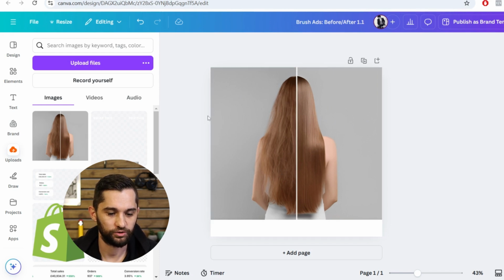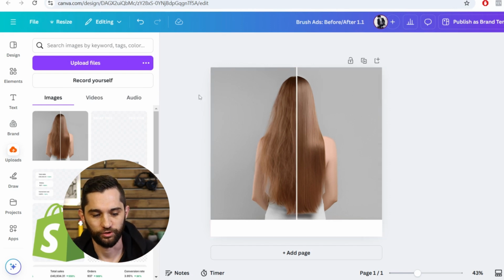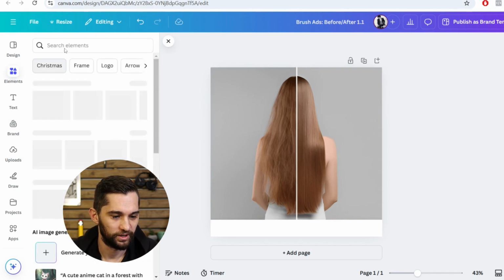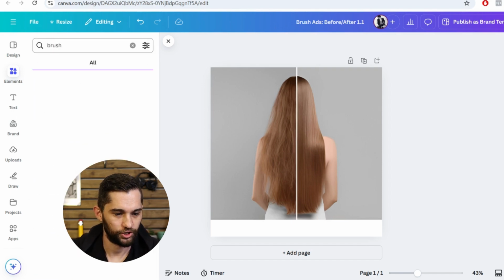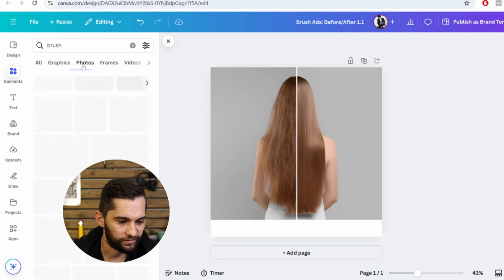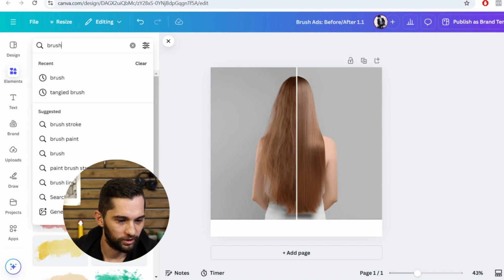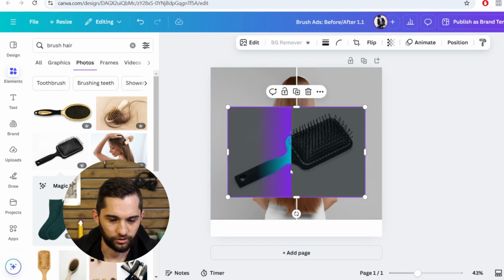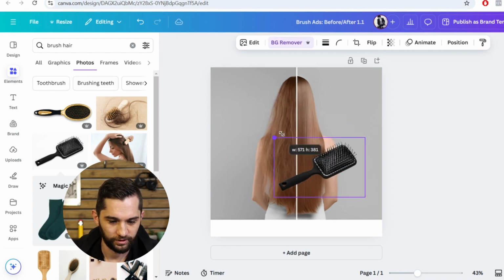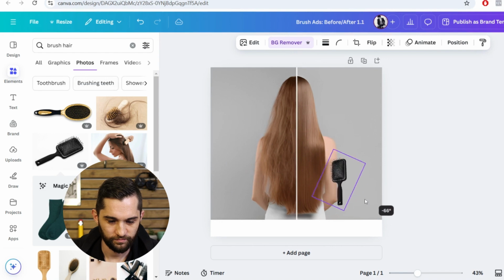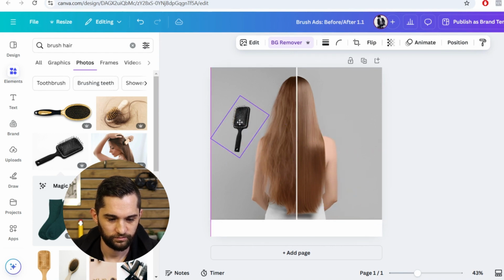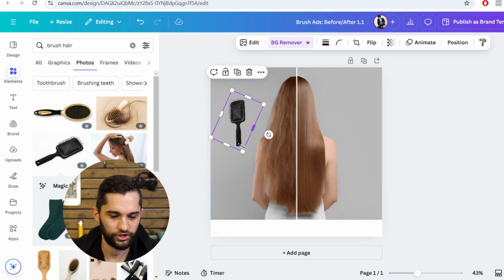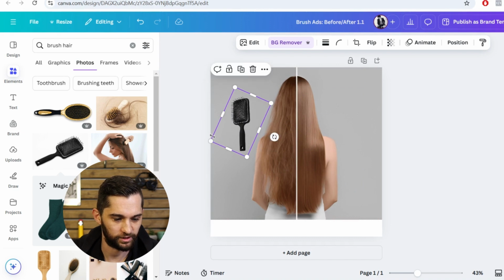So it's very clearly showing frizzy hair and smooth hair. So the next thing that we want to do is show people that this is comparing one brush to another brush. So we need to go to Elements, type in brush, and just find a photo of a random hair brush. So let's say this one. And then you're going to remove the background, change the size, and just put this here for now. We'll rechange and move this around to make it look better later on.